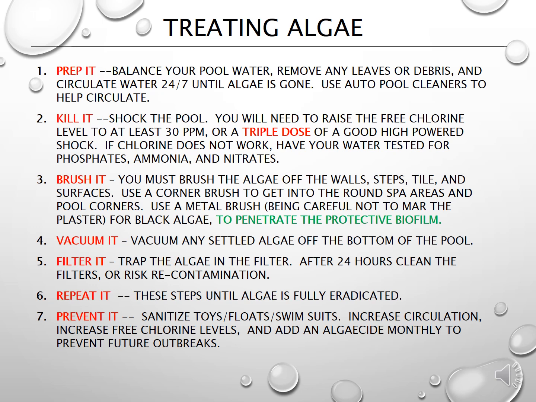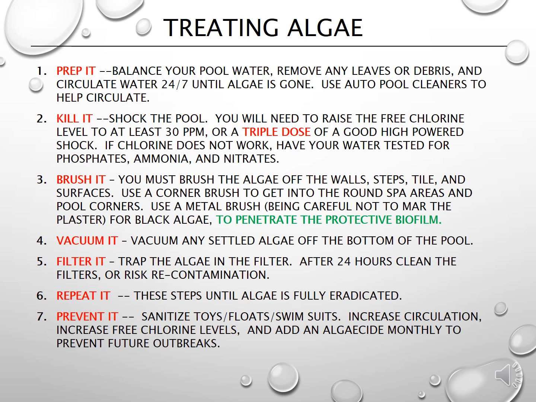If you have black algae, you may even need to use a metal brush. That's a specific type of brush where the bristles are metal as opposed to vinyl. But you must be very careful with this type of brush and not push too hard, as you will mar the bottom of the plaster and scratch it up. So you just want to push just hard enough to get that algae off of there and not scratch the pool bottom. Step 4 is to vacuum it.